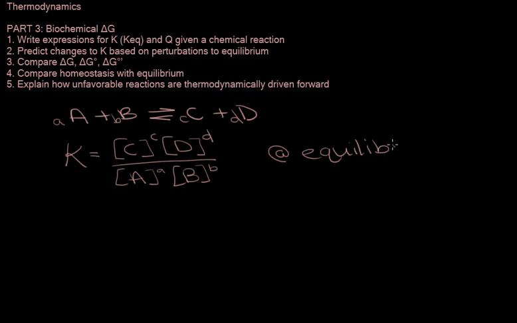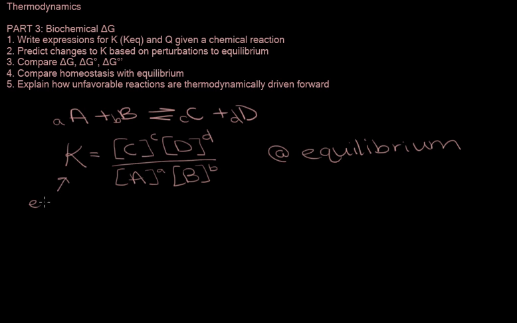And this really tells us a lot about whether this reaction favors the products or favors the reactants. So if K is large, then the values in the numerator here must be very large, and therefore the products are favored. If K is small, then the denominator must be a large number, in which case the reactants are favored. So it's important to note that K is a constant.